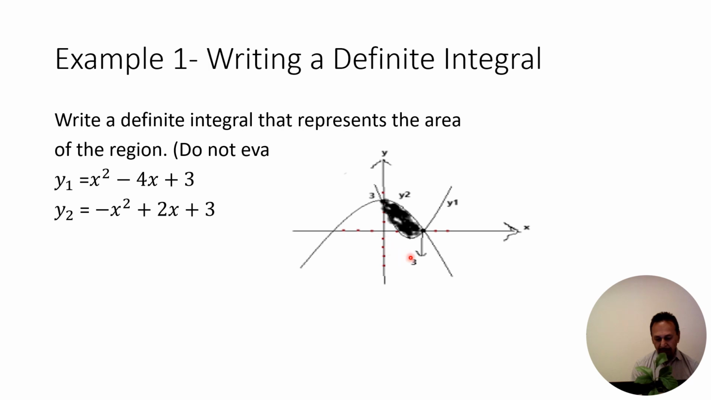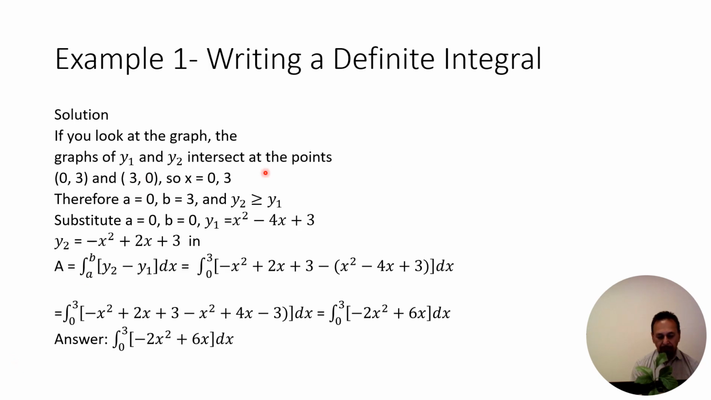They are intersecting at these points, 0, 3 and 3, 0. So here x is 0, and here x is 3. So we're going to subtract y1 from y2. Inside the formula, the area would be the integral from a to b of y2 minus y1 dx. And from the picture you saw that a is 0 and b is 3, so x is 0 and x is 3.